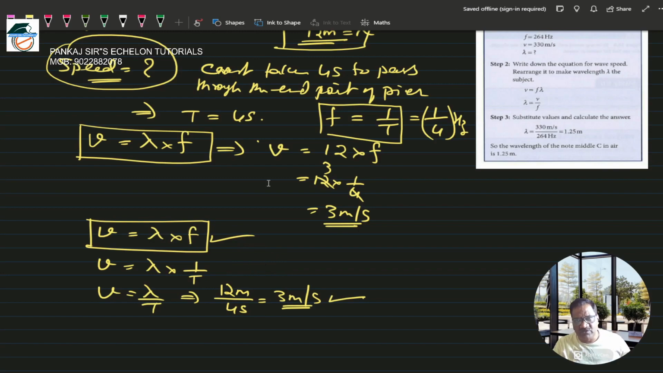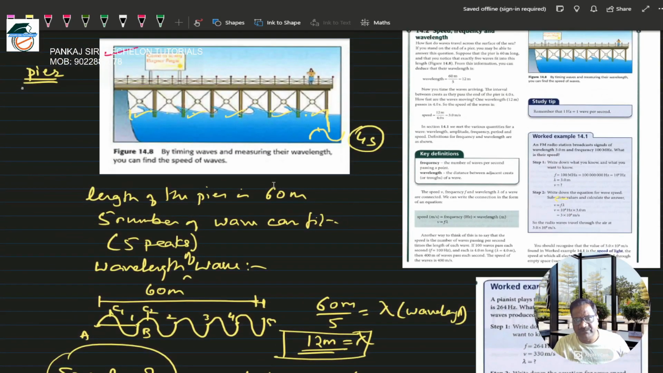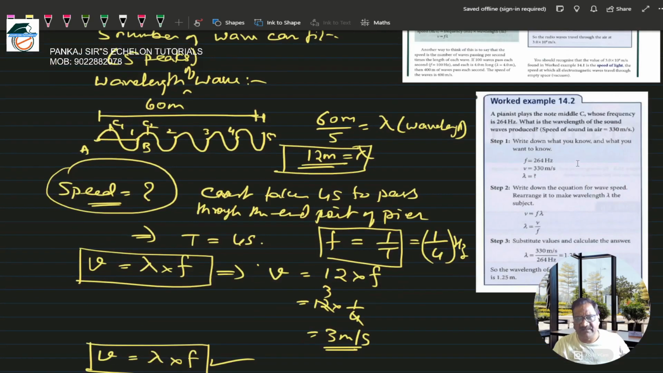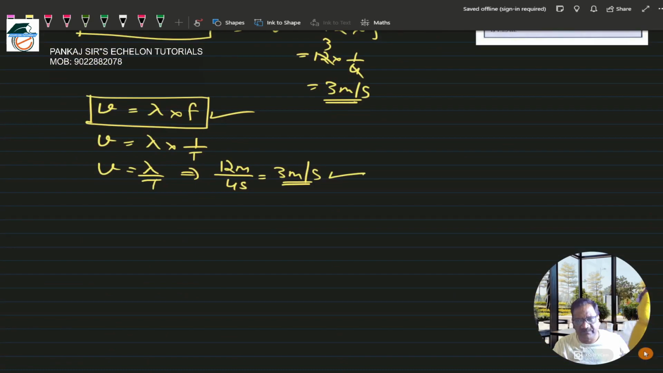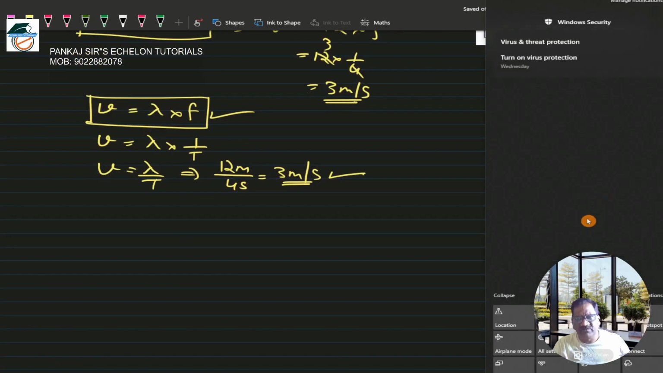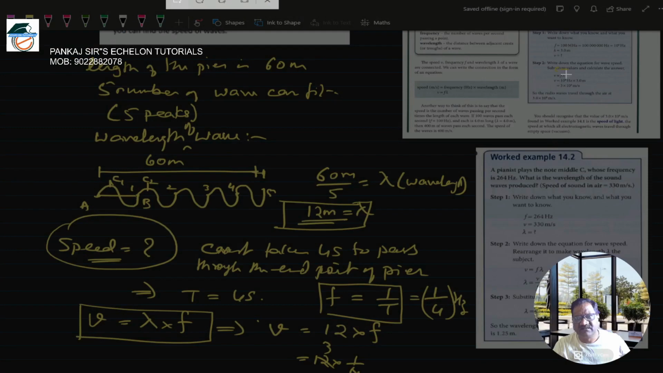Now I want to solve two more examples in front of you, the solved examples. So this is one solved example, let us solve that. It's a worked example, but we are going to just discuss it.